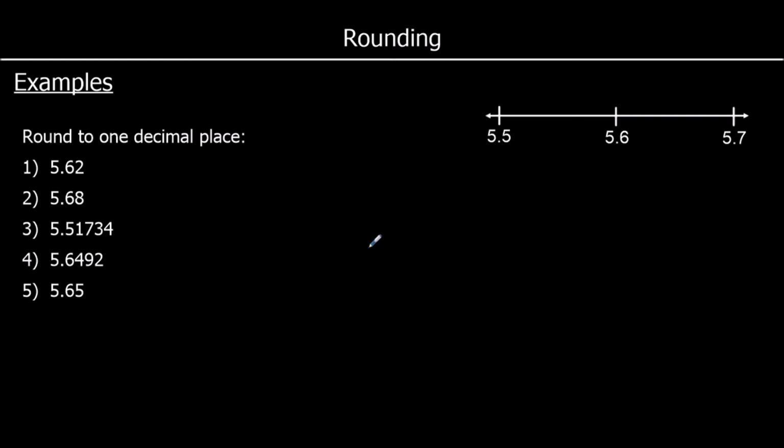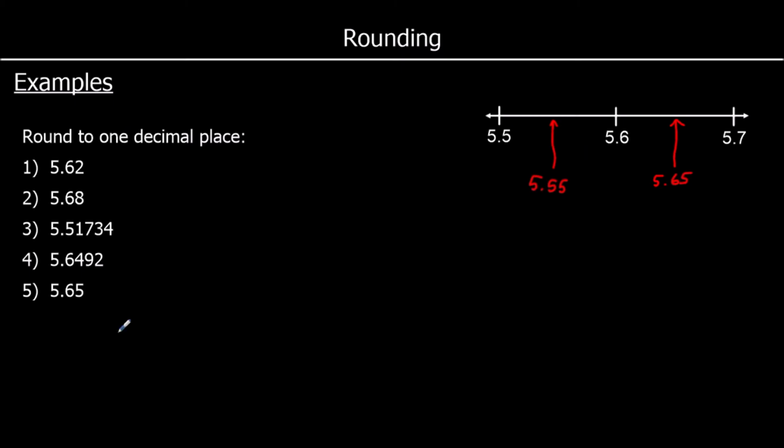The cutoff point will be in the middle, so halfway in between 5.5 and 5.6. So halfway in between 5.5 and 5.6 is 5.55. Halfway in between 5.6 and 5.7 is 5.65. So anything in between 5.55 and 5.65 is closer to 5.6. Let's look at these examples.